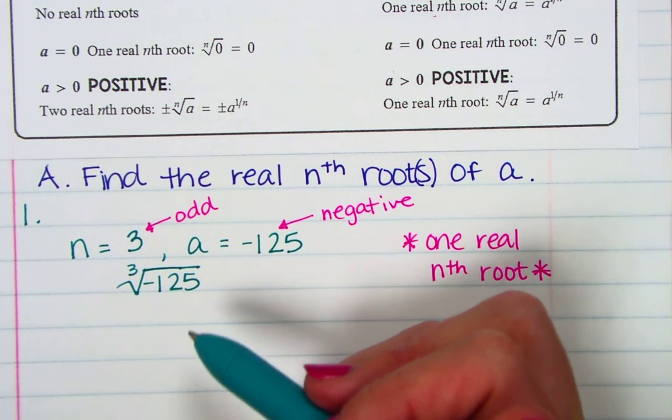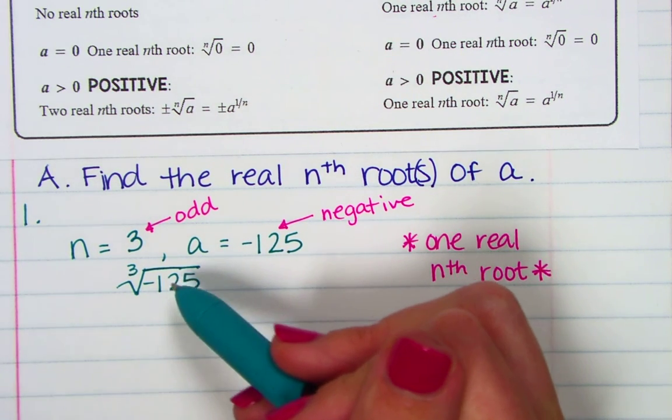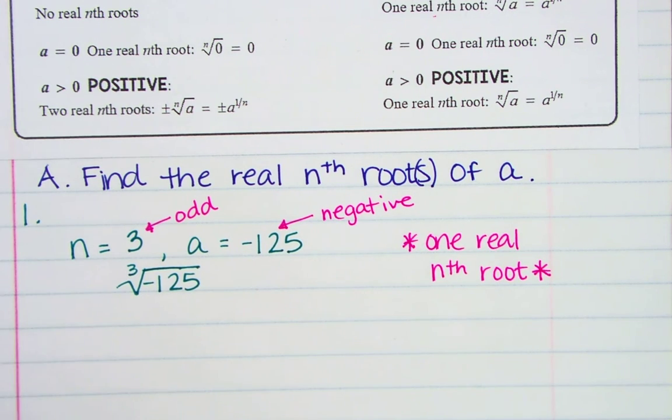Here, but it's kind of convoluted. It doesn't work very well with the negatives. So I'm just going to show you how to try it in the calculator, okay?